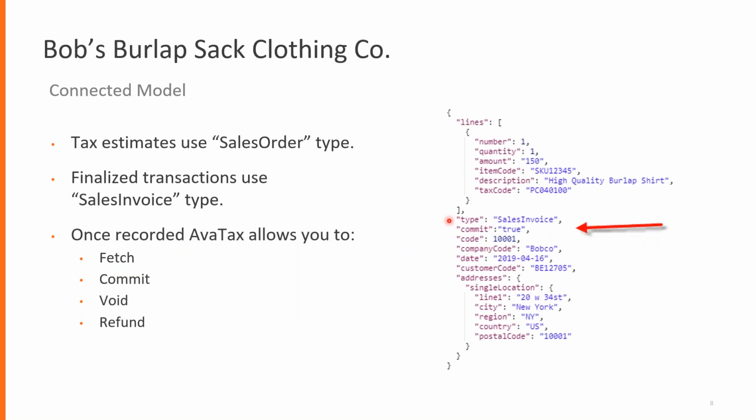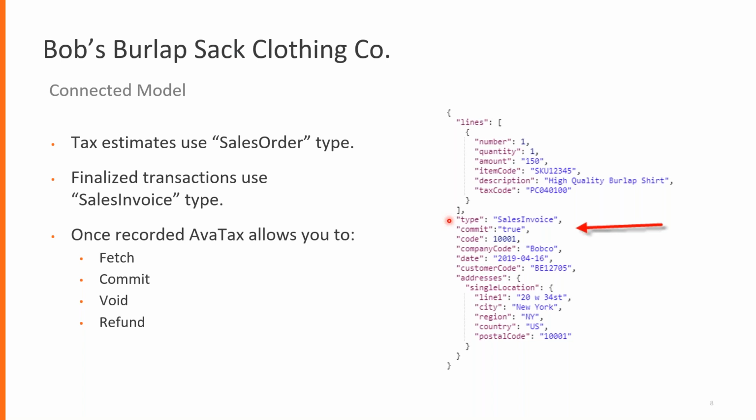Well, now that we've made the sale, we want to record that transaction in the AvaTax account so that the merchant can later do some accurate reporting on it. So like we said before, the tax estimates use that sales order document type. Once the transaction is finalized, we're going to want to make another request to the AvaTax service. And this time we're going to want to use the sales invoice document type. So we can see here that the line information, nothing has changed on that. Still the same quantity, still the same amount, still the same date. The only things we're changing here on the request are the type, the commit, and the code.